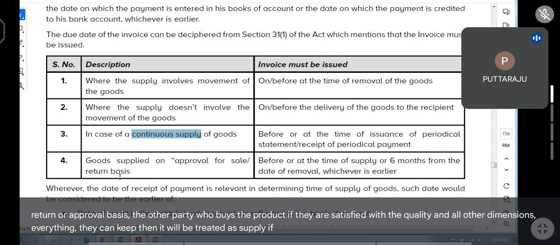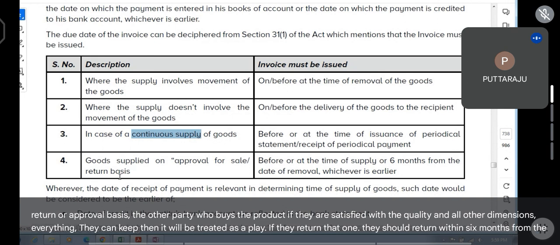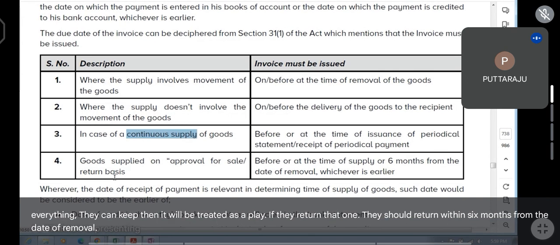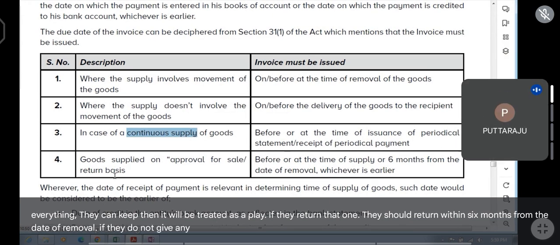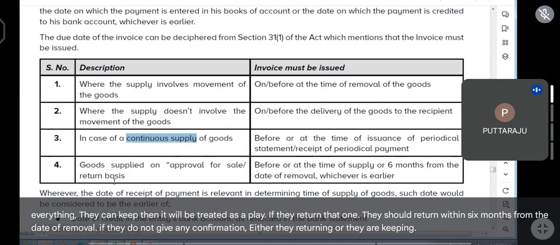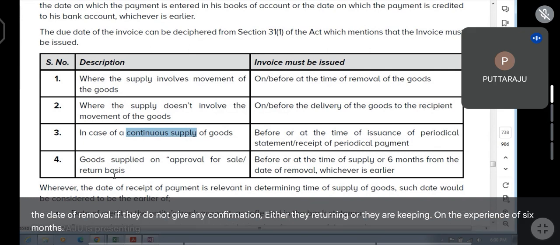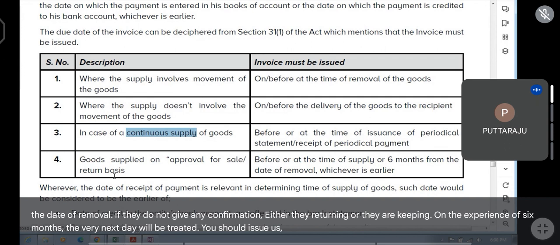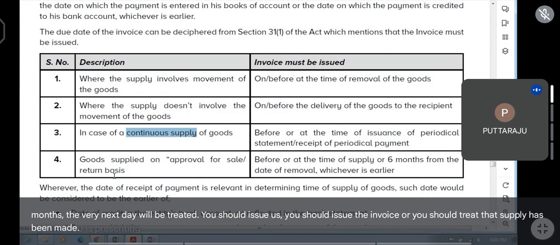If they return it, they should return within 6 months from the date of removal. If they do not give any confirmation, either returning or keeping, on the expiry of 6 months, the very next day you should issue the invoice, or you should treat that supply as made. What is the expiry date on the removal? 6 months from the date of removal. Okay.